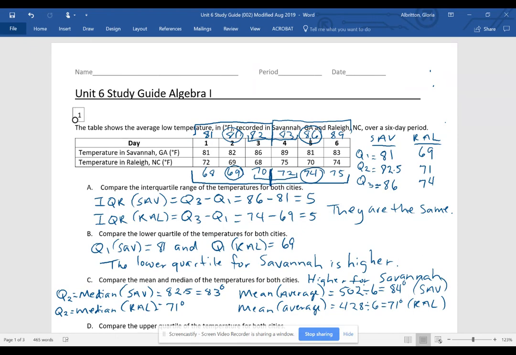It sort of makes sense if you think about it because Savannah is in Georgia, and Georgia is usually a little warmer than North Carolina.